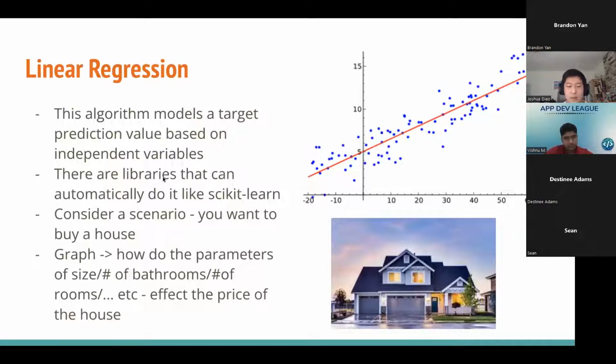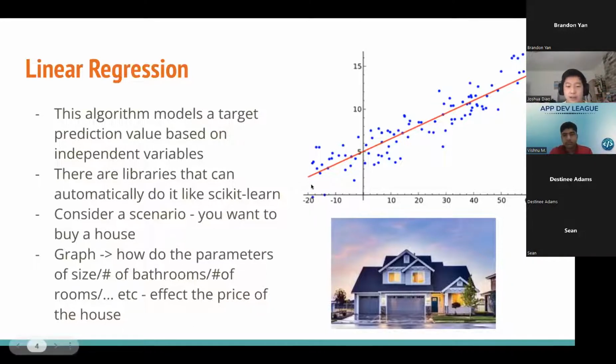There are multiple libraries in Python specifically that can automatically do this for you, so you don't actually have to do linear regression manually. Some of them include scikit-learn. But in this presentation, I want to explain to you how linear regression works behind the scenes, since that is a pretty important topic. In practical use, you won't actually be coding up the algorithm. You would probably just be using a pre-built library or package. So let's go back to the scenario.